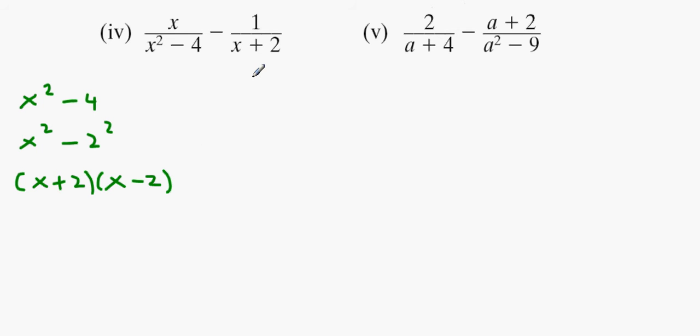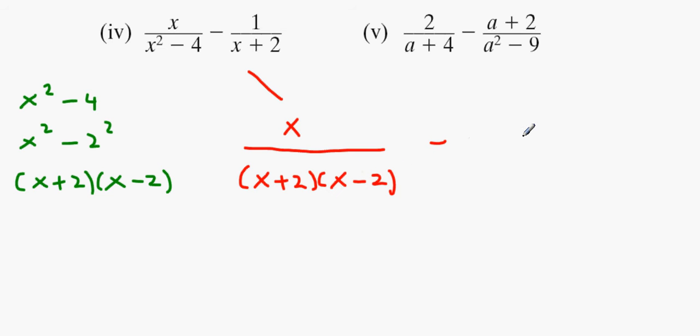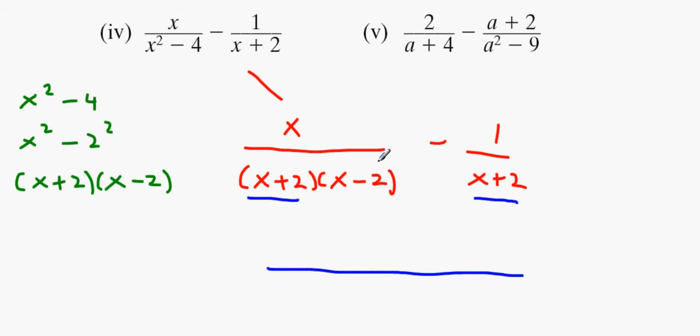So this equation will turn into x divided by x plus 2 and x minus 2, minus 1 over x plus 2. Now, with this in mind, we compare the denominators of both of them. They both have x plus 2 in them, which means that the bigger denominator is the one to the left, so that means this will be the common denominator.